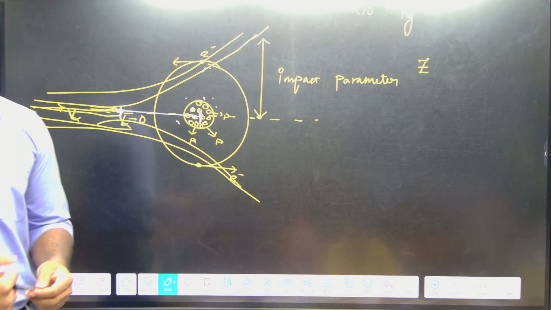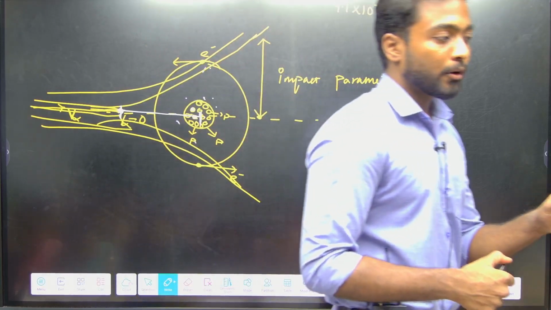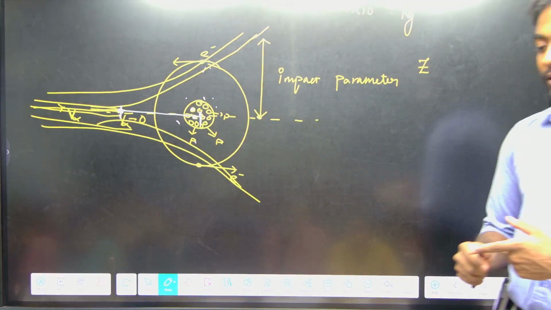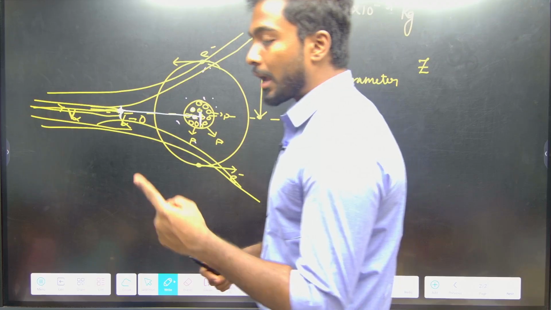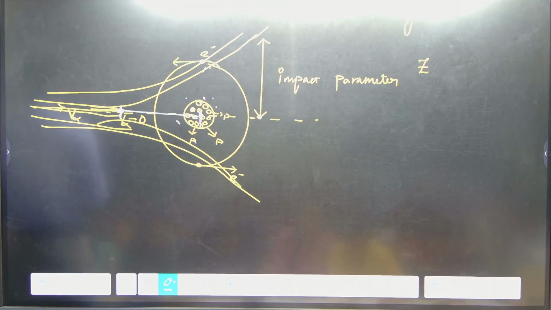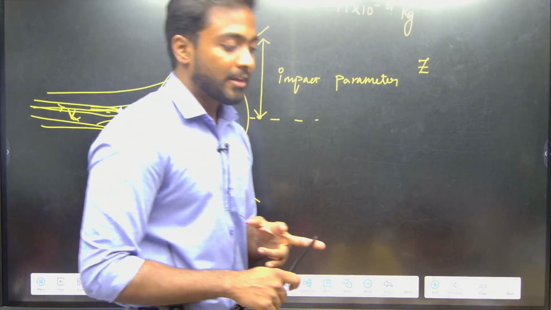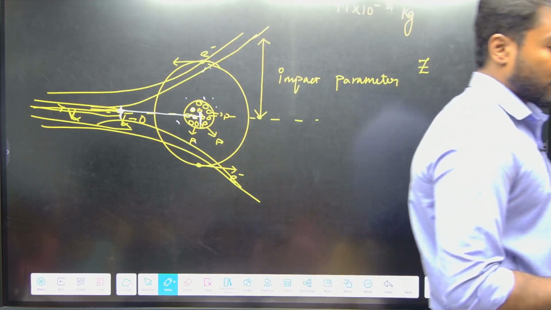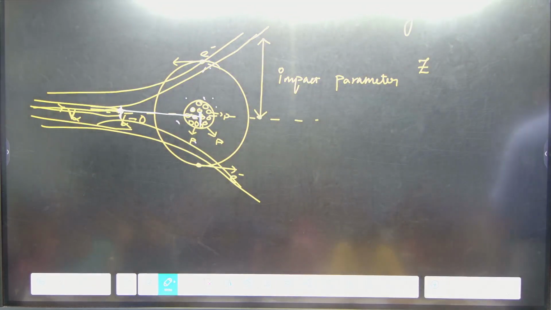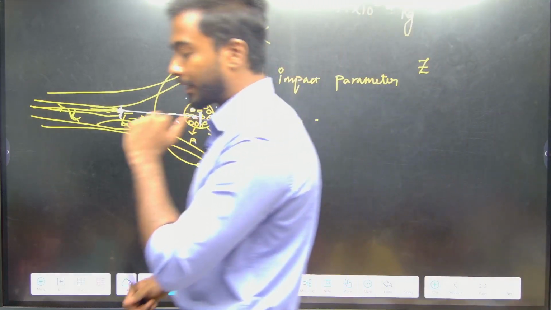Write down the next point. It's important point, okay. If impact parameter is more, then the angle of scattering will be less.